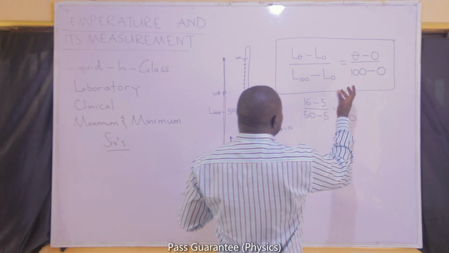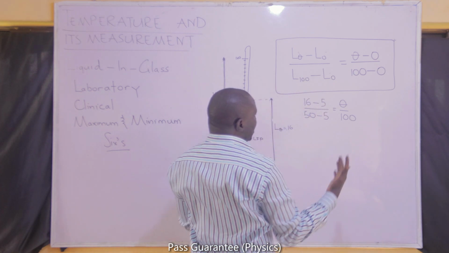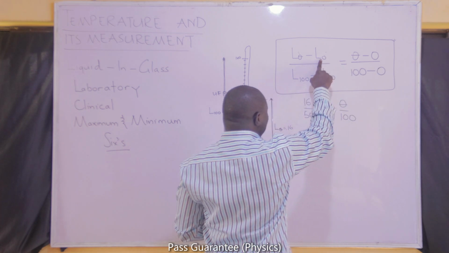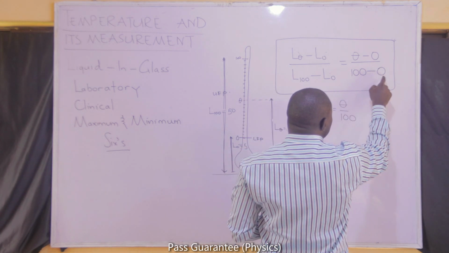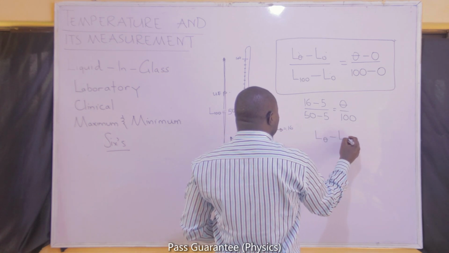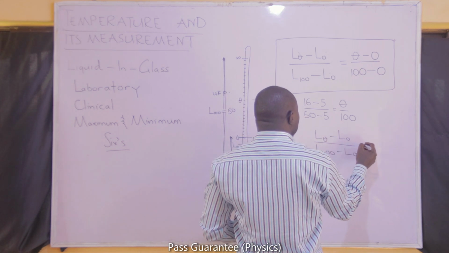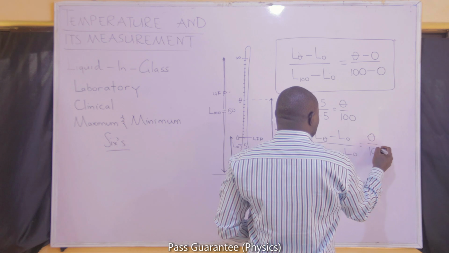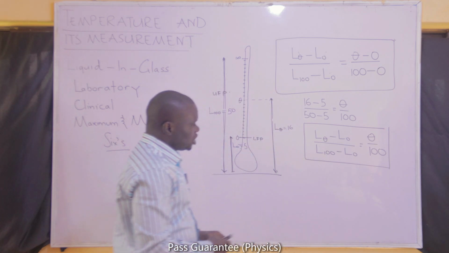Now, please understand that I have arranged the length the same way I've arranged the temperature. If I need to make that smaller, where I have theta, L theta, the corresponding position of my L0 is 0, the corresponding position of my L100 is 100, the corresponding temperature in my L0 is 0. So I can also now contract that into L theta minus L0 all over L100 minus L0 is equal to theta minus 0, which is theta, all over 100 minus 0, which is 100. So that should be the formula that we are going to use for this part.